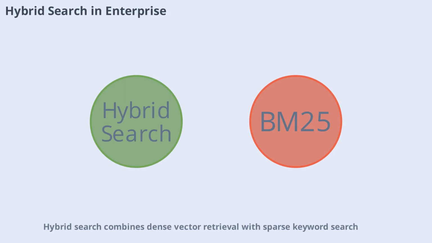Hybrid search combines dense vector retrieval with sparse keyword search, such as BM25. This approach is preferred in corporate systems because pure semantic search often misses precise alphanumeric terms, serial codes, or proprietary product names. Hybrid search ensures both contextual understanding and exact term matching, making it highly effective for enterprise information retrieval.